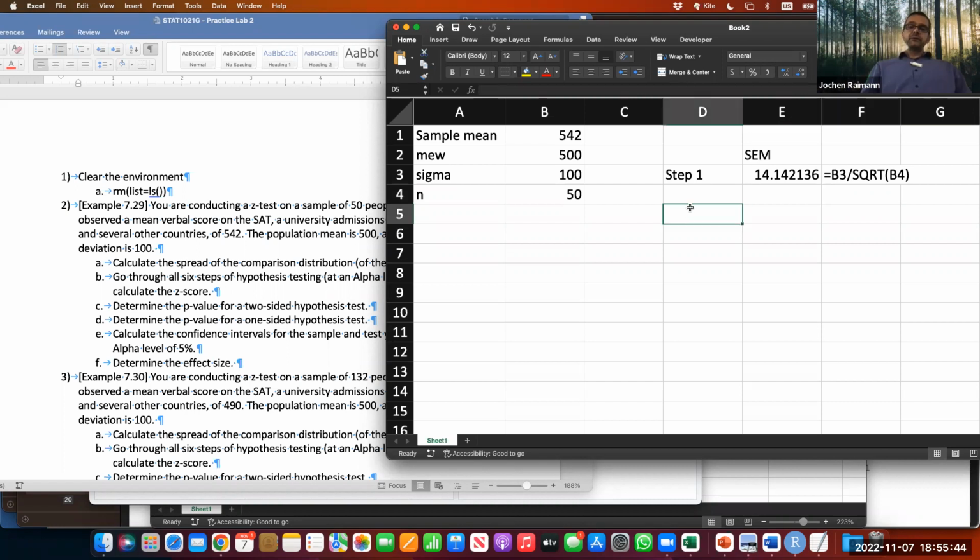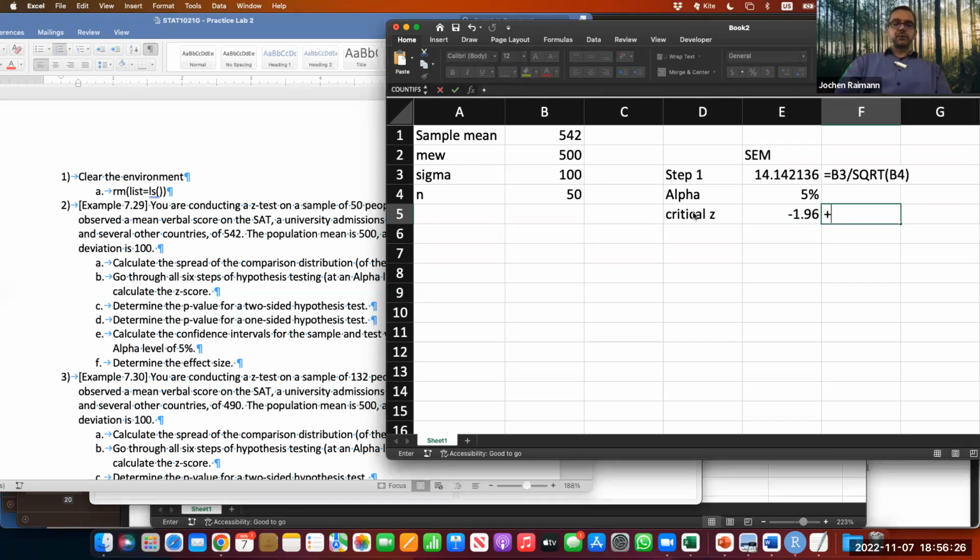We can now utilize this standard error of the mean to do hypothesis testing and to test whether our sample mean of 542 is significantly different from our mu, our population mean. First we need to determine an alpha. What is an alpha we're comfortable with? This will be alpha 5%, just as always. We're assuming this as our alpha. So the critical z values would be minus 1.96 and plus 1.96.